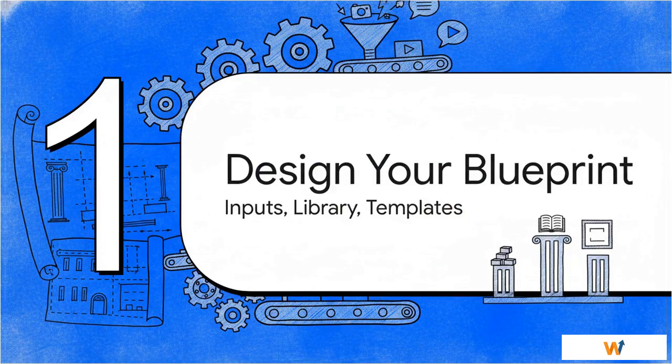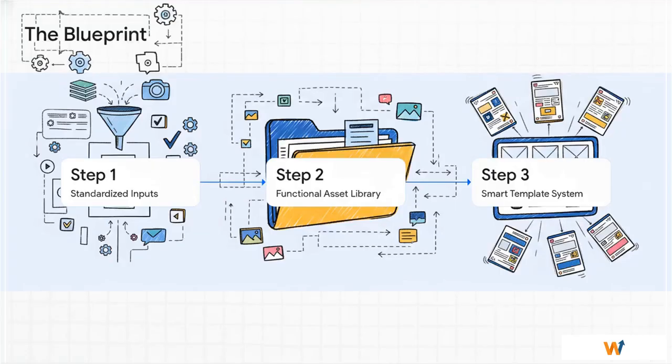Every good factory starts with a solid blueprint. And look, building this system isn't about getting some complicated tech. It's about getting your foundation right. And that foundation really has 3 core parts. It's a pretty straightforward 3-step blueprint you can start building today: creating clean, standardized inputs, organizing a functional asset library, and then developing a powerful, smart template system.